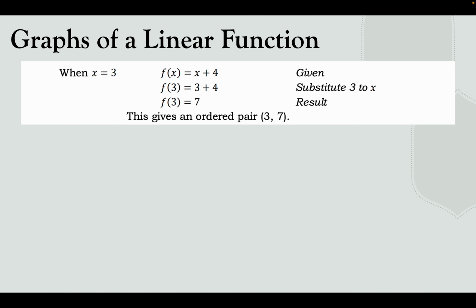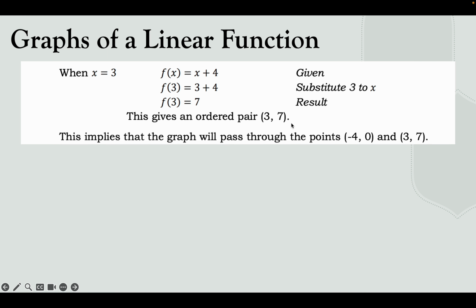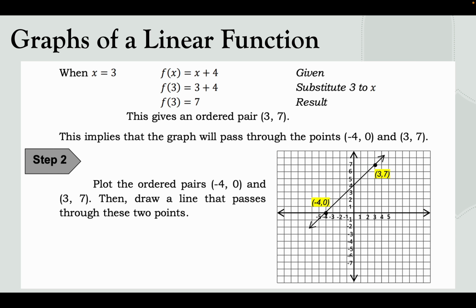Next, when x is equals to 3, we have f of 3 is equals to 3 plus 4. So your f of 3 is equals to 7. This gives an ordered pair 3 and 7. When your x is 3, your y is 7. This implies that the graph will pass through the points -4, 0 and 3, 7. Now, we can plot the ordered pairs (-4, 0) and (3, 7), then draw a line that passes through these points.